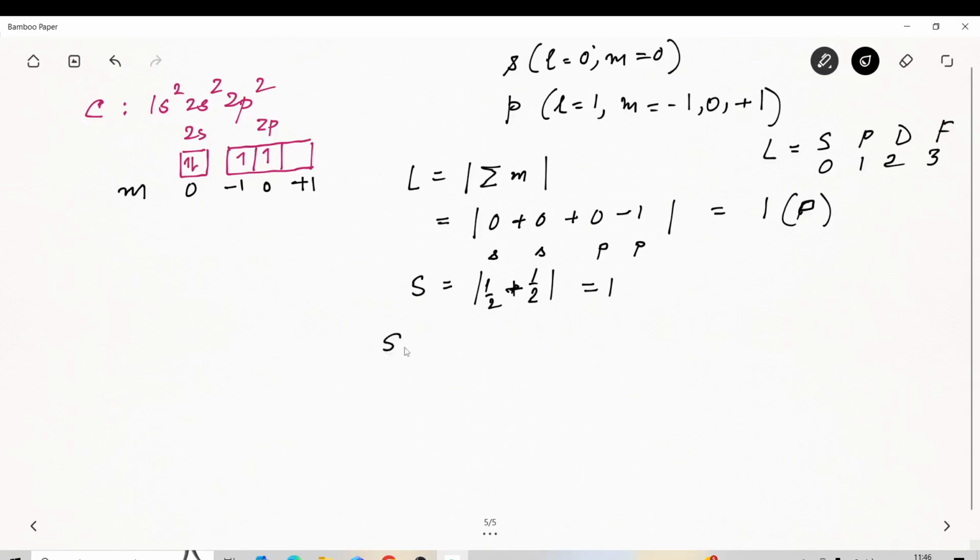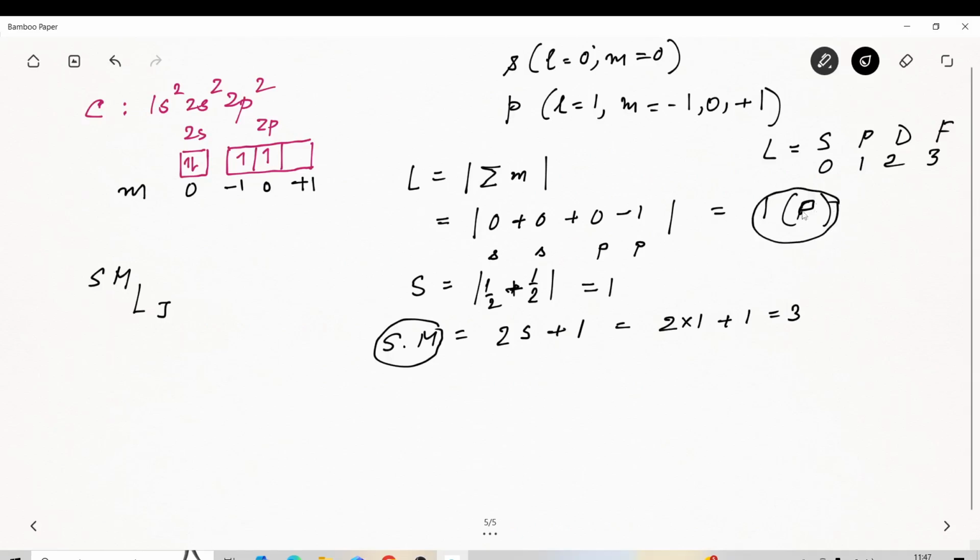So the spin multiplicity is given by twice of capital S plus 1 as per definition. So this is 2 into 1 plus 1. So this is 3. So we have found out the value of, we know that this ground state term is represented by spin multiplicity L J. So we have calculated the spin multiplicity. We have found out capital L.